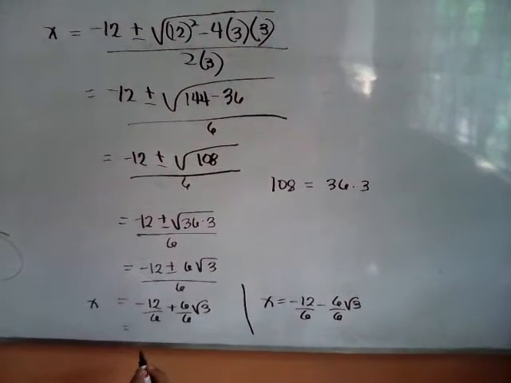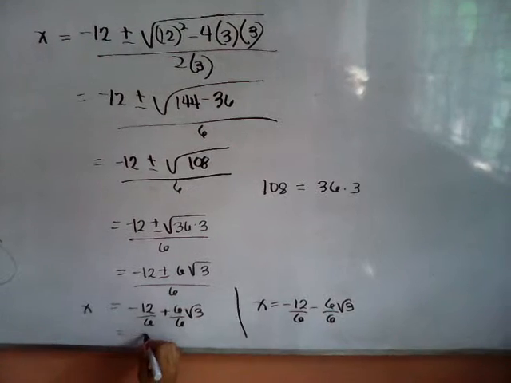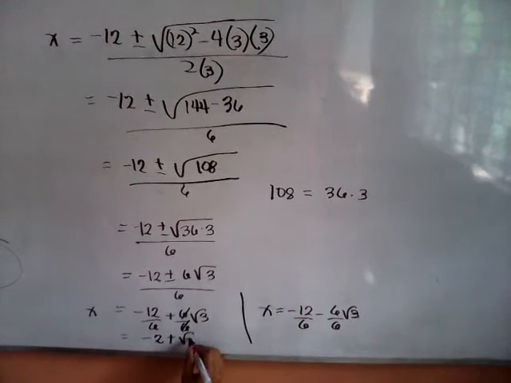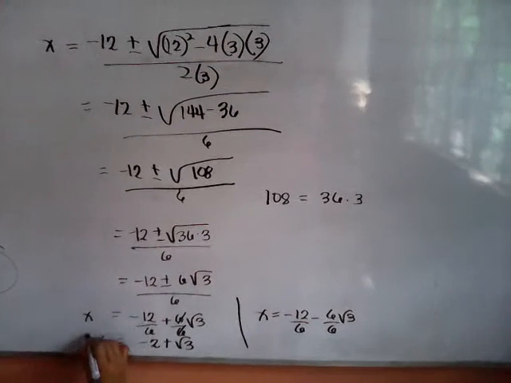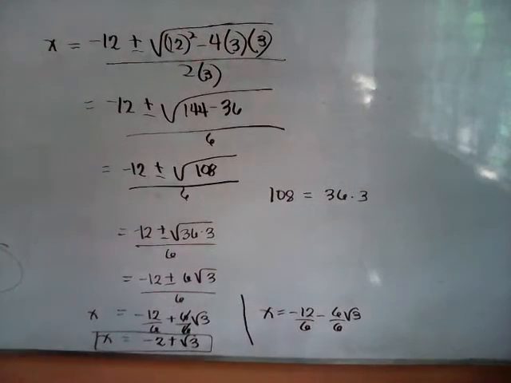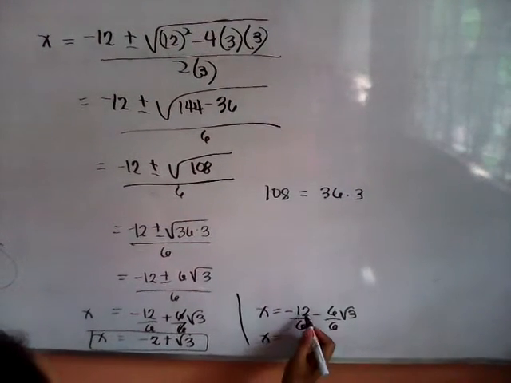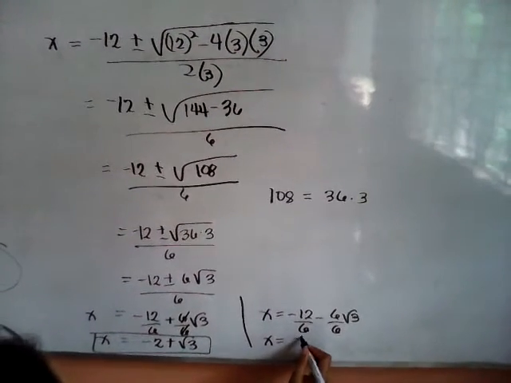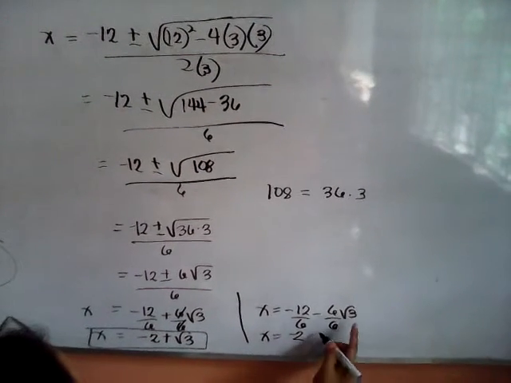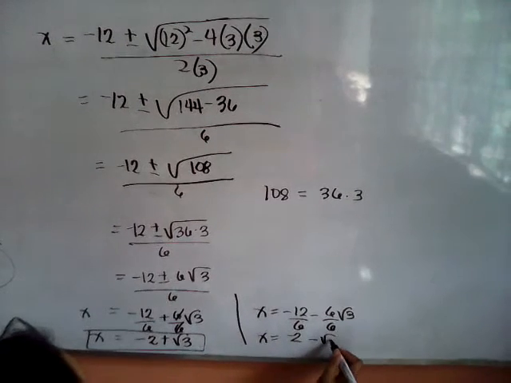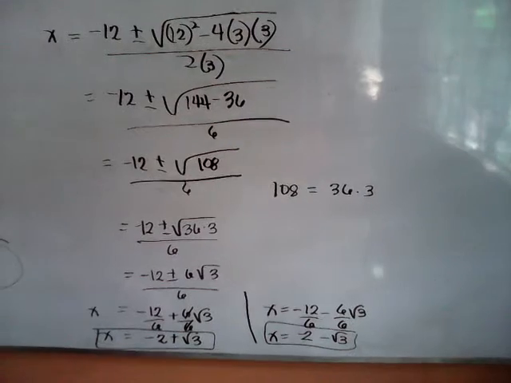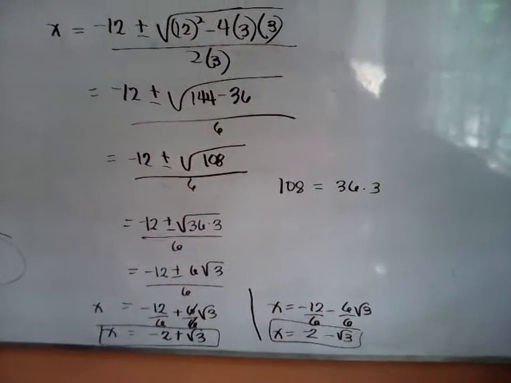What is negative 12 divided by 6? We have negative 2, and 6 divided by 6 is 1 times the square root of 3. We have the square root of 3. The first zero of the function, or the value of x, is negative 2 plus square root of 3. And the other one is x equals negative 12 divided by 6, which is negative 2, and negative 6 divided by 6 is negative 1 times the square root of 3. We have negative square root of 3. The second zero of the function is x equals negative 2 minus square root of 3.